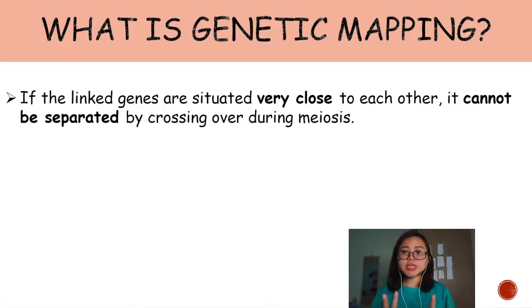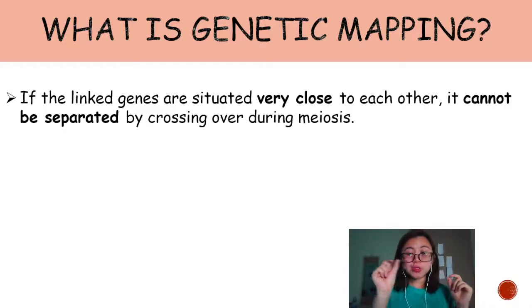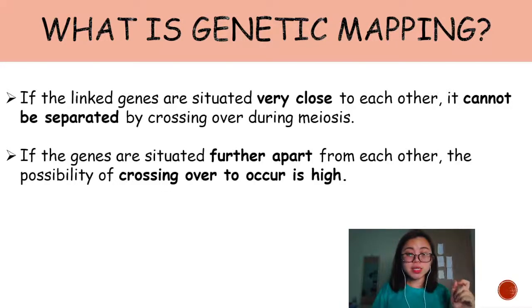If the linked genes are situated very close to each other, they cannot be separated by crossing over during meiosis. Kalau dua gene yang kita tengok itu sangat rapat, masa crossing over pun dia akan terikut dengan kawan dia juga. Dia susah mau terpisah. If the two genes you're looking at are very close, it's hard to separate them during meiosis. And if they're situated further apart, kalau jarak antara dua gene tu jauh sedikit, lebih banyak kemungkinan untuk mereka terpisah semasa crossing over. The possibility of crossing over to occur is higher. So this is something that you need to remember.